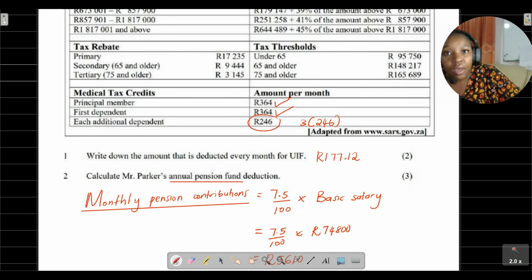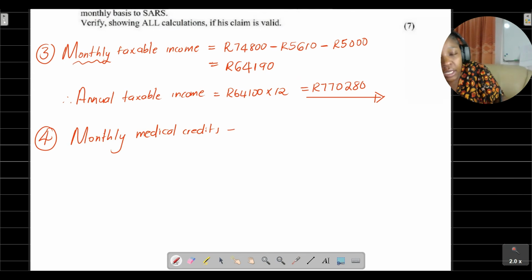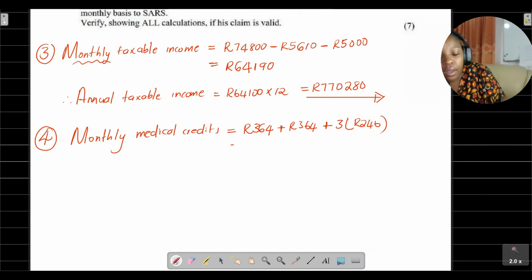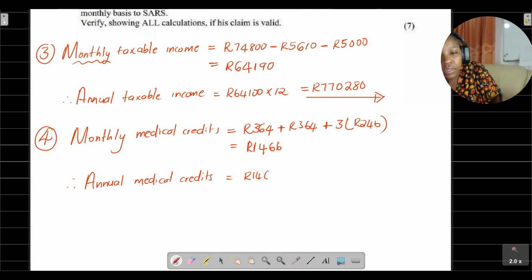Therefore, the monthly medical credits is equal to 364 for himself plus 364 for his wife plus 3 times 246 for his children. How much do we get? We actually get 1,466. Those are his monthly medical credits. But remember, they want us to determine the annual medical credits. Therefore, the annual medical credits will be 1,466 multiplied by 12, which is equal to 17,592.